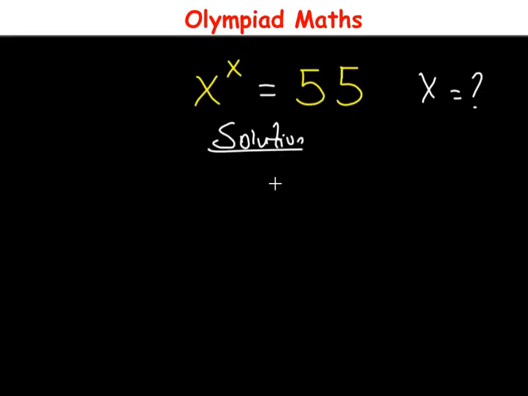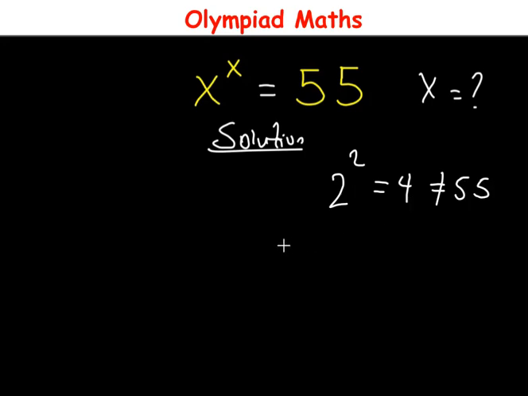Right here, the question is that you will pick a number and then raise that number to that same number, and the value must equal 55. So let's say we try 2. 2 raised to the same 2 will give us 4, and this is not equal to 55.